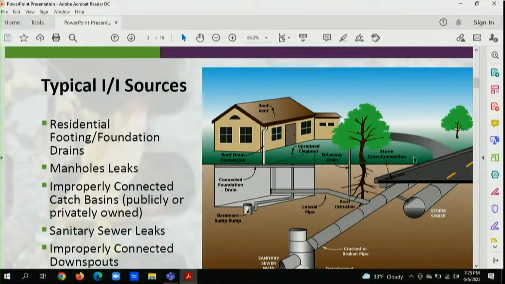Leaks in manholes, leaks in sanitary sewer pipes themselves. Occasionally some stormwater catch basins do get connected improperly to the sanitary sewer, so this study will identify those sorts of things. And we'll talk a little bit tonight about downspouts, and sometimes downspouts are improperly connected to the sanitary sewer, and we have a few examples of those to talk about.